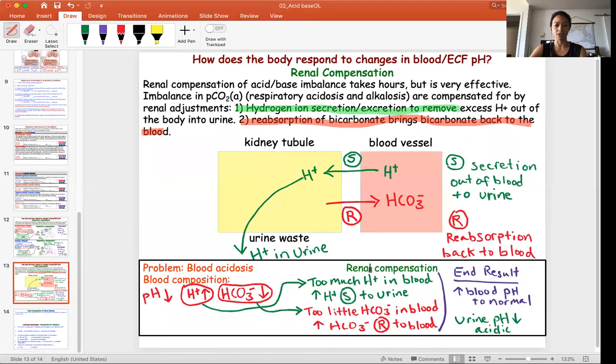Lastly, we'll finish with renal compensation. The renal compensation of acid-base imbalance takes hours, but is very, very effective.